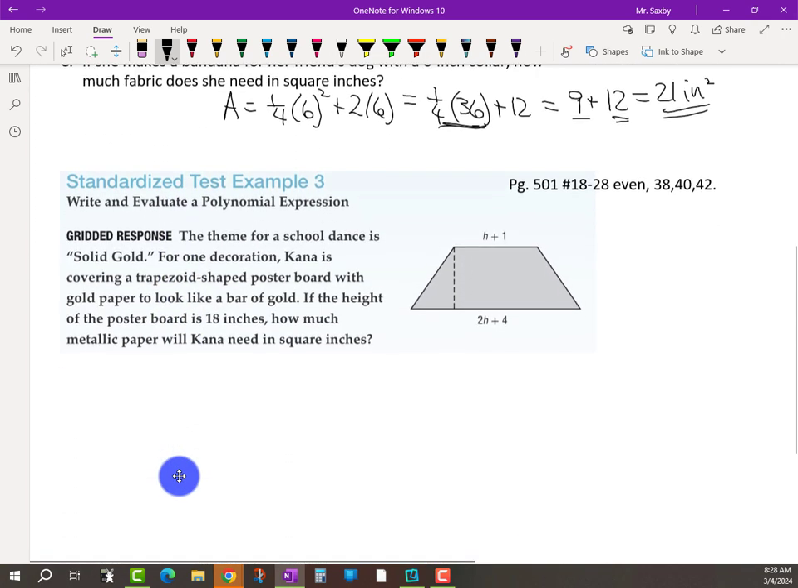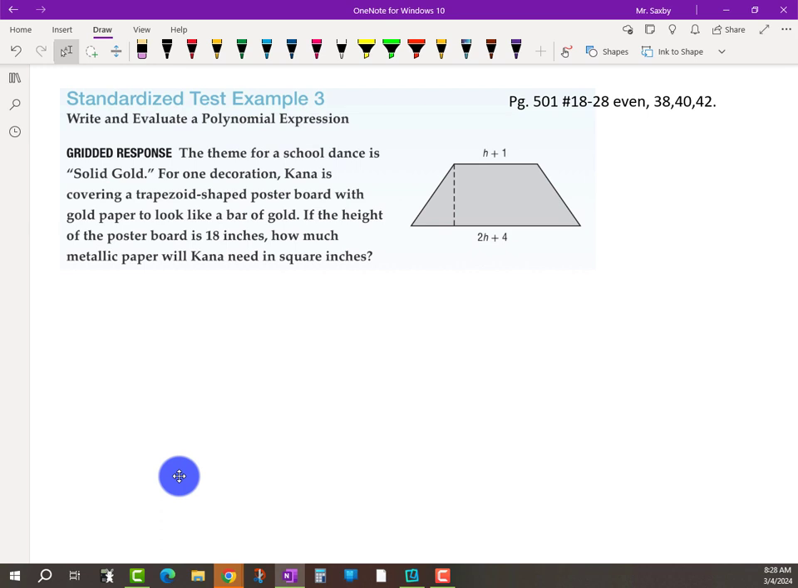Okay, last example. We have this trapezoid here. She's covering a trapezoid-shaped poster board with gold paper to look like a bar of gold. The height of the poster board is 18 inches, so we can put that in. 18 inches. First of all, I'm going to write an expression for the area of a trapezoid.